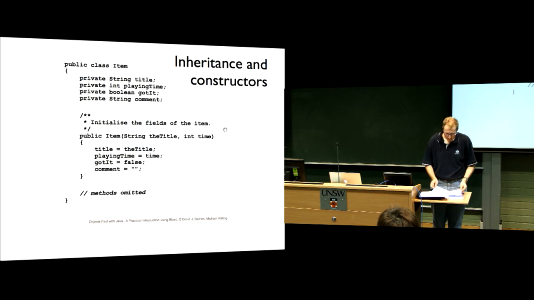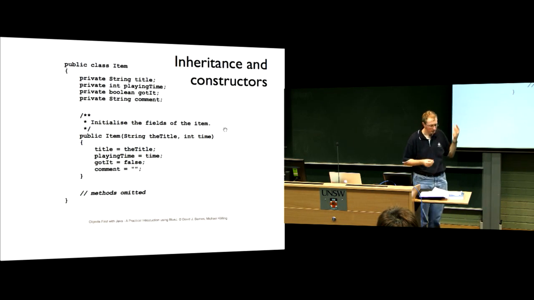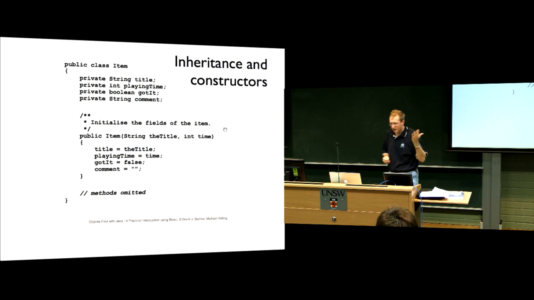So if we wanted to construct an item, we simply do it in the same way. The question is, what happens when we want to construct a CD? Remember, a CD inherits from an item. So if we wanted to construct a CD, what would we have to do?